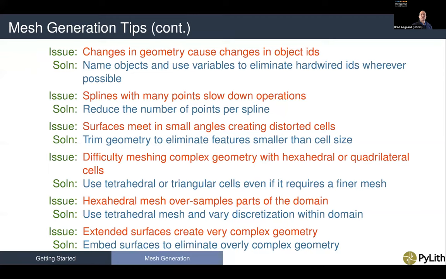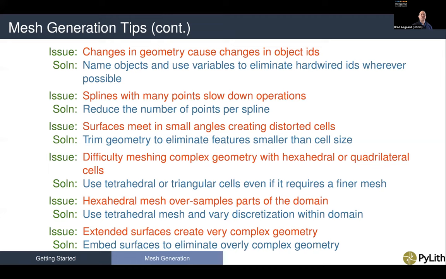If you run into difficulty meshing complex geometry with hexahedral or quadrilateral cells, use tetrahedral or triangular cells, even if it requires a finer mesh. Hexahedral meshes often oversample parts of the domain. So you can use a coarser, perhaps tetrahedral mesh with a more optimal variation in the discretization size.